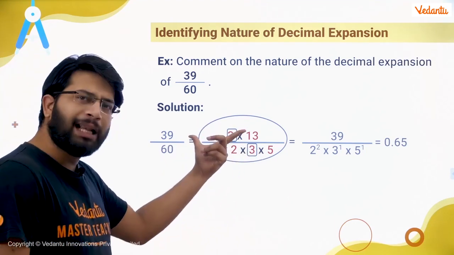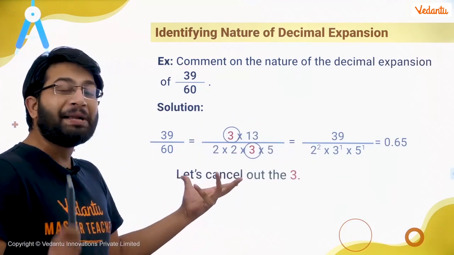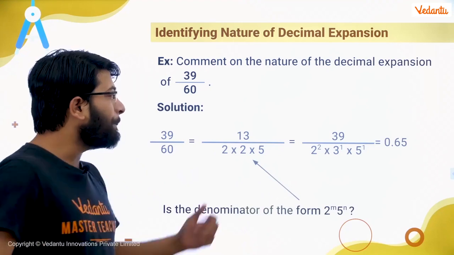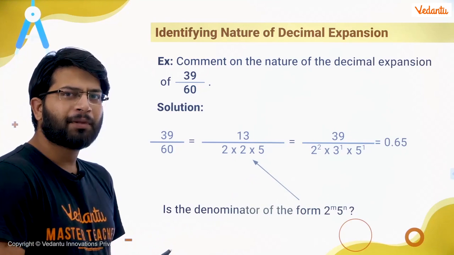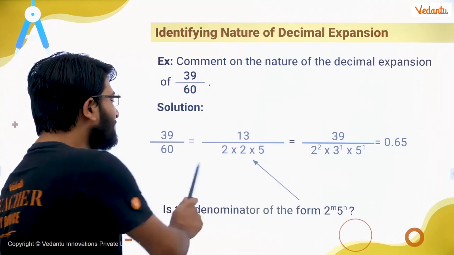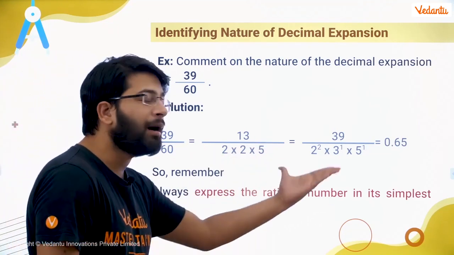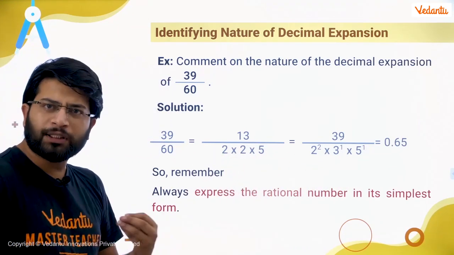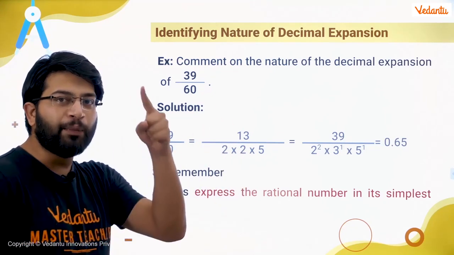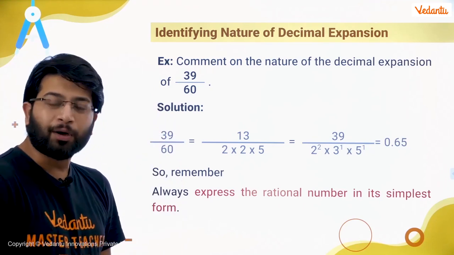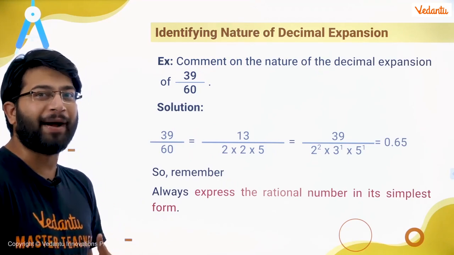So if I cancel out the common factor, my denominator will become of the form 2 to the power m into 5 to the power n. So what does this mean, champ? This means a very important condition: always express the rational number in its simplest form. Whenever you are judging whether any number will be terminating or not, make sure your numerator and denominator are co-prime numbers. Only then can you decide whether the decimal expansion will be terminating or not. A very important point. Okay?